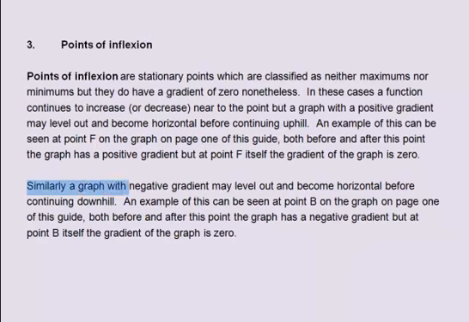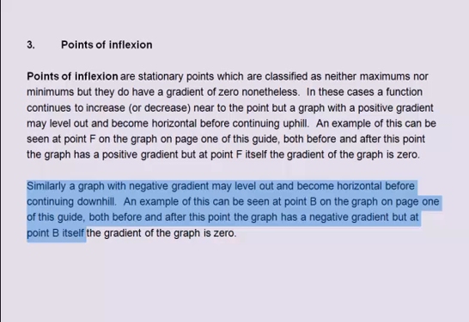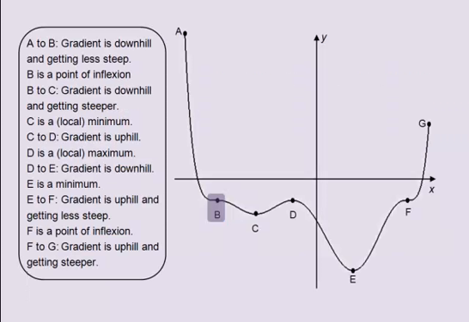Similarly, a graph with negative gradient may level out and become horizontal before continuing downhill. An example of this can be seen at point B on the graph on page 1 of this guide. Both before and after this point, the graph has a negative gradient, but at point B itself, the gradient of the graph is 0. Point B is a point of inflection, and the graph is downhill both before and after point B.